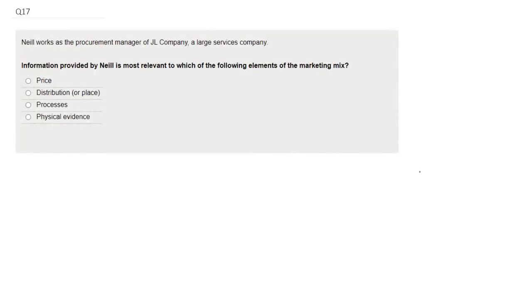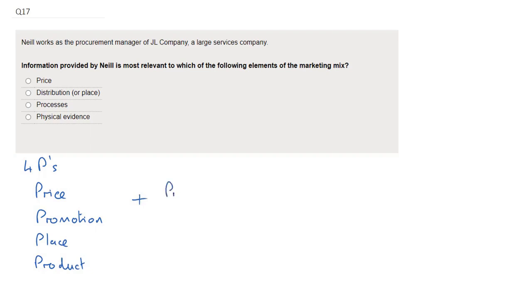Neil works as the procurement manager of JL Company, a large services company. Information provided by Neil is most relevant to which of the following elements of the marketing mix? Well, let's start by just reminding ourselves of the marketing mix. And initially, we've got the 4 Ps. And they are price, promotion, place, and product. But if you remember, we've got an additional 3 Ps, which are more related to services type companies.